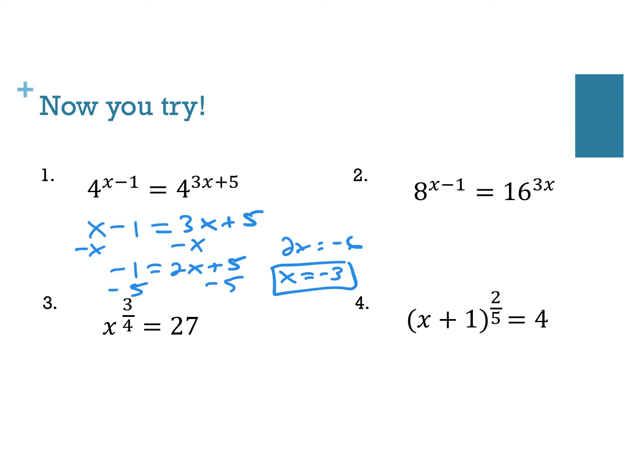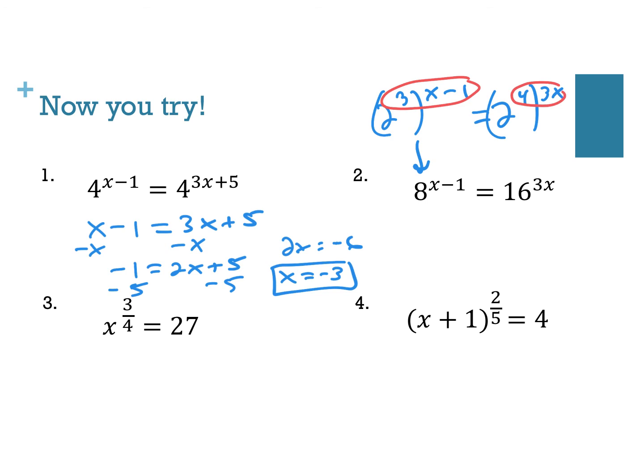In number 2, we can't do that yet because they're different bases, but I can write 8 as 2 to the third. Keep in mind you still have the x minus 1 on the outside. And I can write 16 as 2 to the fourth. We still have that 3x on the outside, so let's use parentheses. And since there's parentheses, then we'd multiply those two together. So 2 to the third raised to the x minus 1, I have to distribute that 3 to both terms here. So the left-hand side would be 2 to the 3x minus 3. On the right-hand side would be 2 to the 12x if I multiply those two together.